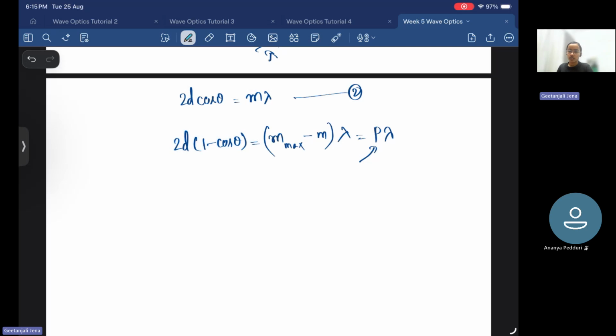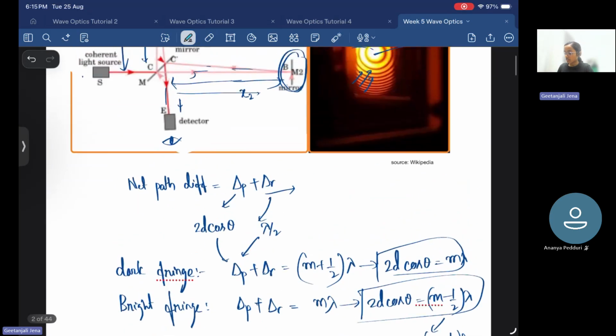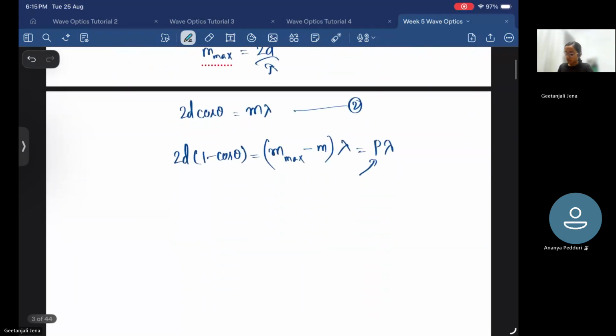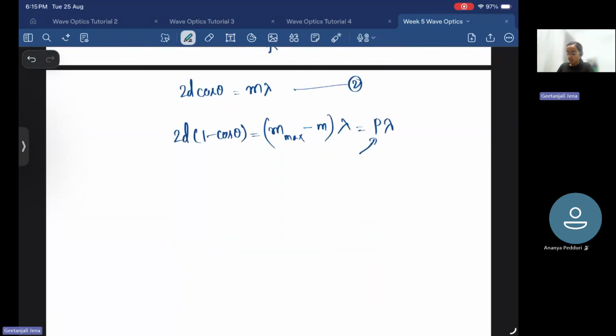So p is the number of fringes in the experiment. Don't count the central fringe as one. Except for the central dark fringe, this is the first dark fringe, this is the second dark fringe, this is the third dark fringe. So don't count the central one. Okay, so this is the condition of constructive and destructive interference.